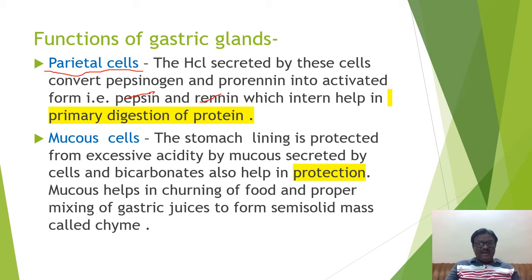Now the second type of cell is the mucus cell. The stomach is protected from excessive acidity by the mucus secreted by these cells, and bicarbonate also helps in the protection. Mucus helps in the movement of the food and proper mixing of gastric juices to form the semi-solid mass of food known as chyme in the stomach.